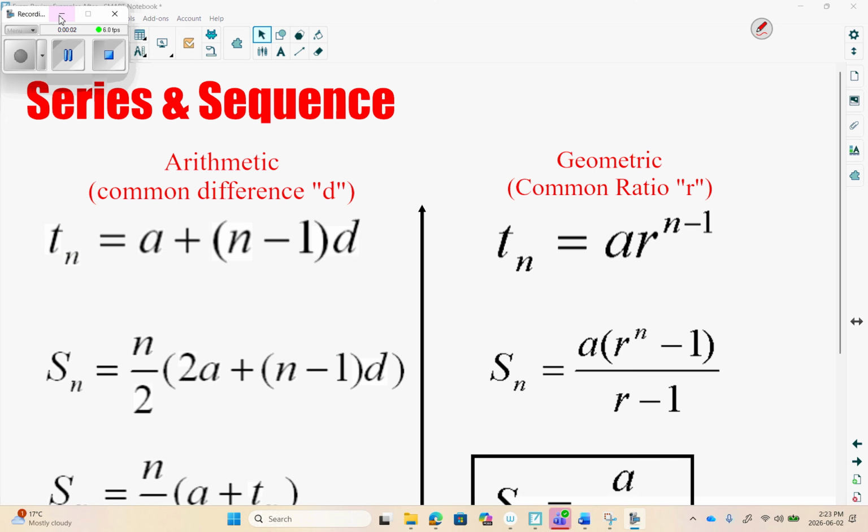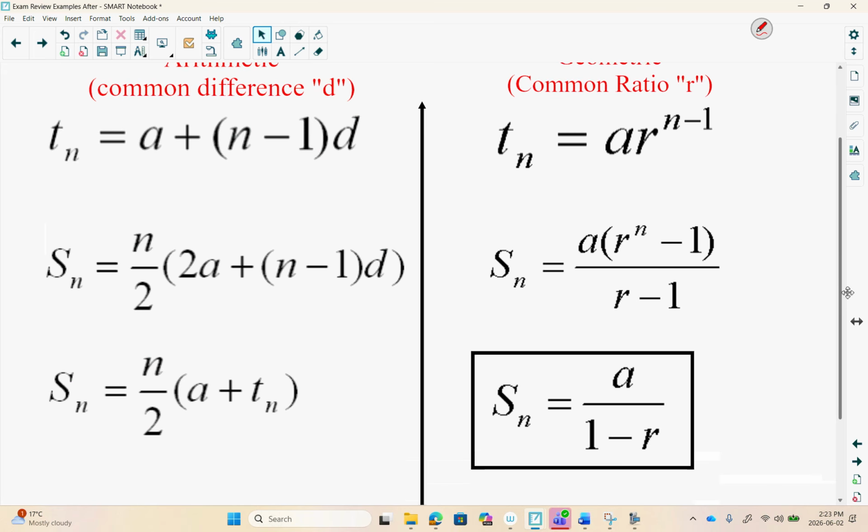We'll continue our exam review, and this time we'll focus on the series and sequence unit. Here are the formulas that you will be given on the exam. If you have your arithmetic and your geometric formulas, notice with the arithmetic formulas you have a common difference, and with the geometric formulas you have a common ratio.